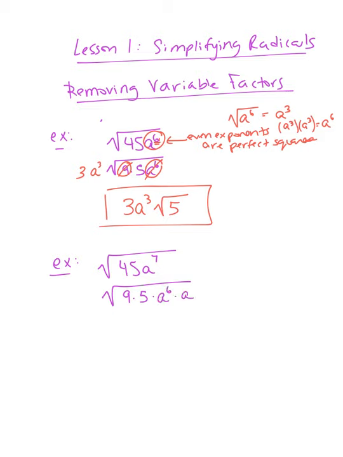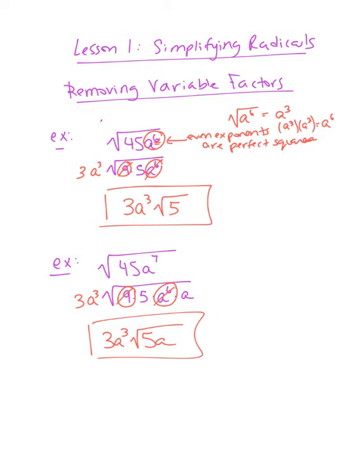So what we do is we basically remove the biggest even number that you can subtract away from that exponent, in this case a to the 7th. So a to the 6th is the biggest even exponent that goes into it, times you would need one more a to get you to a to the 7th. Now you can take the square root of all the perfect squares, the square root of 9 and square root of a to the 6th. So this time what would be left under the radical symbol would be the 5 and the a, because a to the 1st is not a perfect square. So the square root of 9 is 3, the square root of a to the 6th is a to the 3rd, and my final answer would be 3a cubed times the square root of 5a.